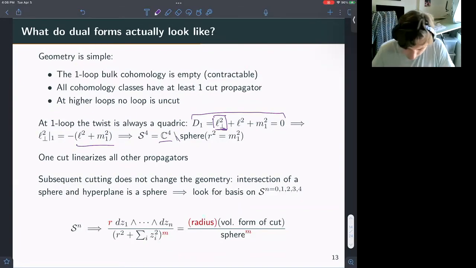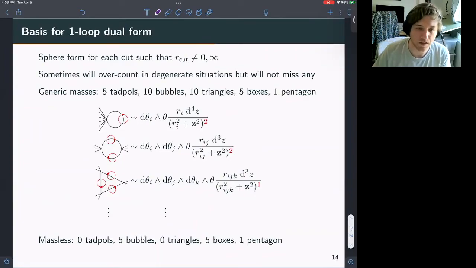It turns out that each one of these has a single generator. It's just the volume form on the cut. We're going to normalize it by radius, which is convenient for the differential equations. Our only freedom after that is to fix the power that we're dividing by this sphere. One of these forms exists whenever the radius is not zero or infinity. We can construct our basis by counting all of these possibilities, and it turns out that we won't overcount. We can overcount in some degenerate situations, but we definitely won't miss any.